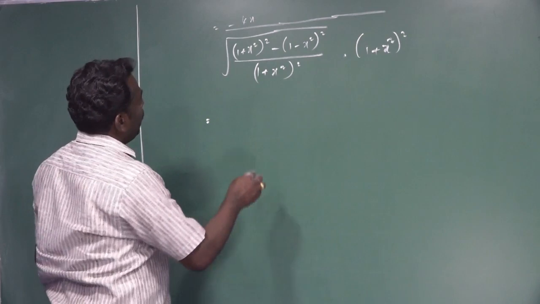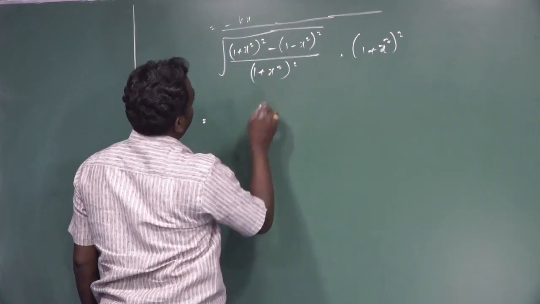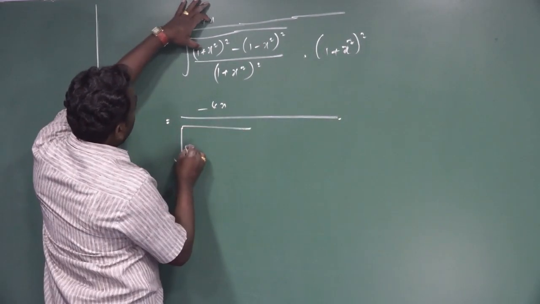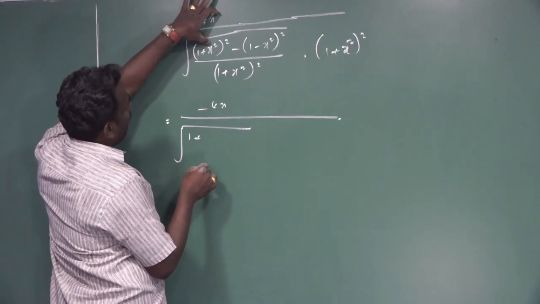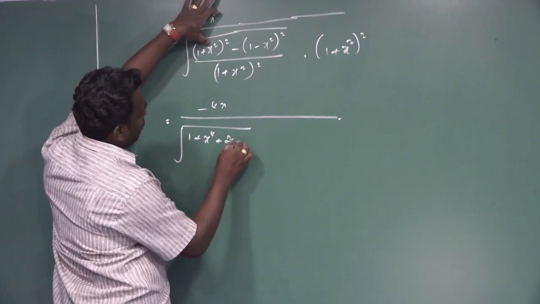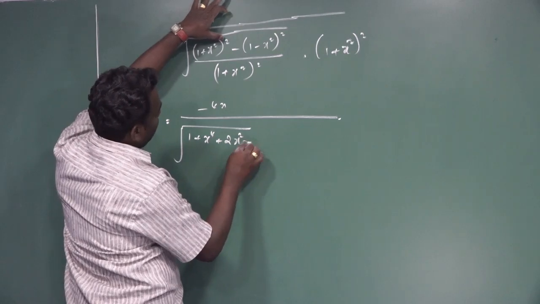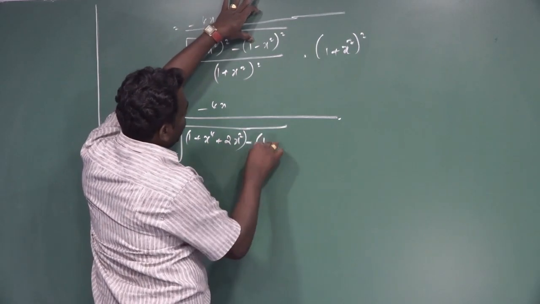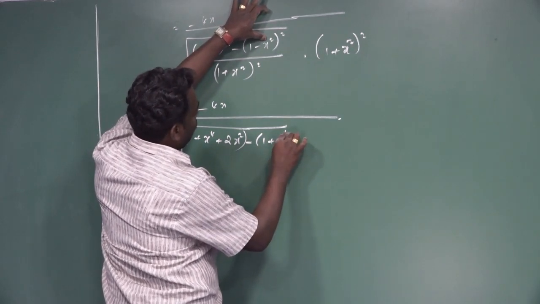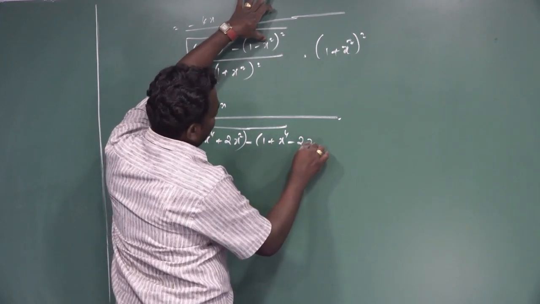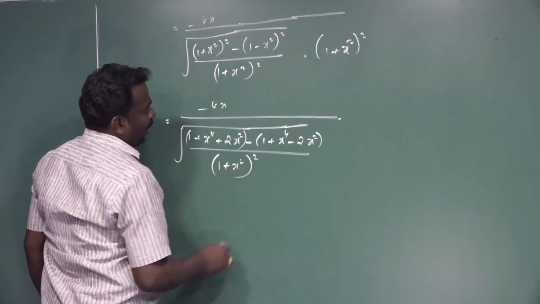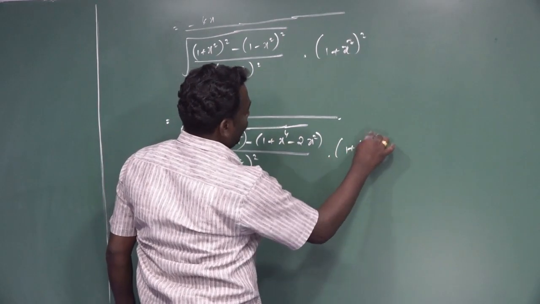Now, the next step, applying the (a plus b) whole square formula and the (a minus b) whole square formula: minus 4x in the numerator by the square root of, a square is 1 square, plus x square whole square, which is x power 4, plus 2 into 1 into x square, which is 2x square, then minus, within the bracket, 1 square is 1, and b square is x square whole square, equal to x power 4, minus 2 into 1 into x square, by (1 plus x square) whole square remaining.